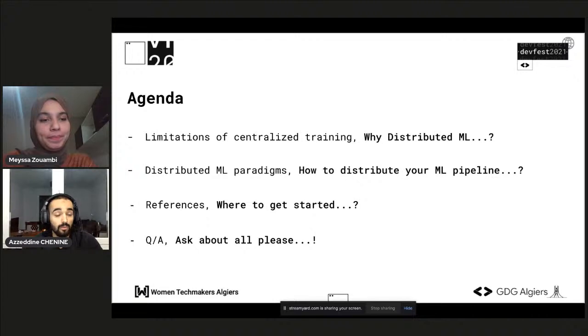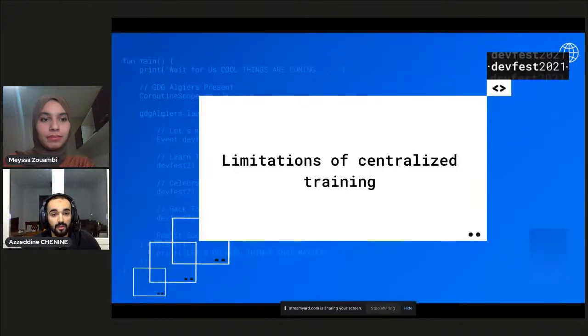And we will move also to the references and how and where you can start your distributed ML journey, the same as I started, let's say 1.5 years ago. And we will finish up with the Q&A, and I welcome all questions, like personal questions regarding career paths or regarding the presentation itself. So let's start. We start first with the limitations of centralized training.